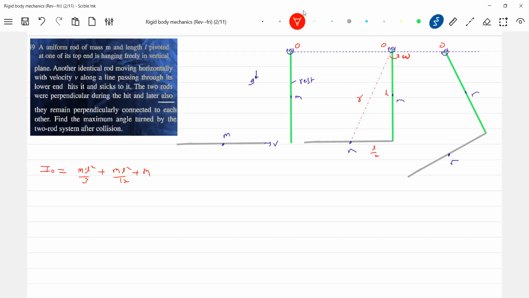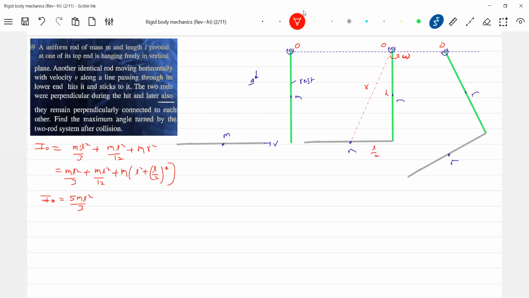Let this be R. ML^2/3 plus M R^2. ML^2/3 is 4ML^2/12, and M R^2 is M into (L/2) whole square. How much will we get? ML^2/4, that is 3ML^2/12. Okay, yeah. Check it once. I think yes, this will be it.